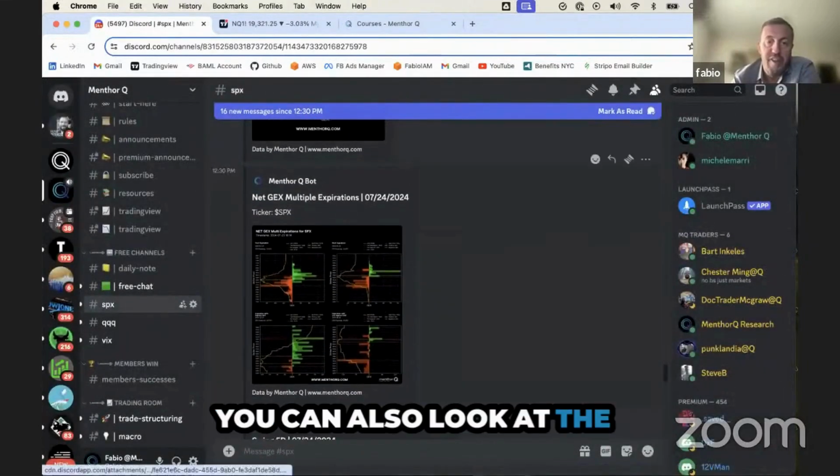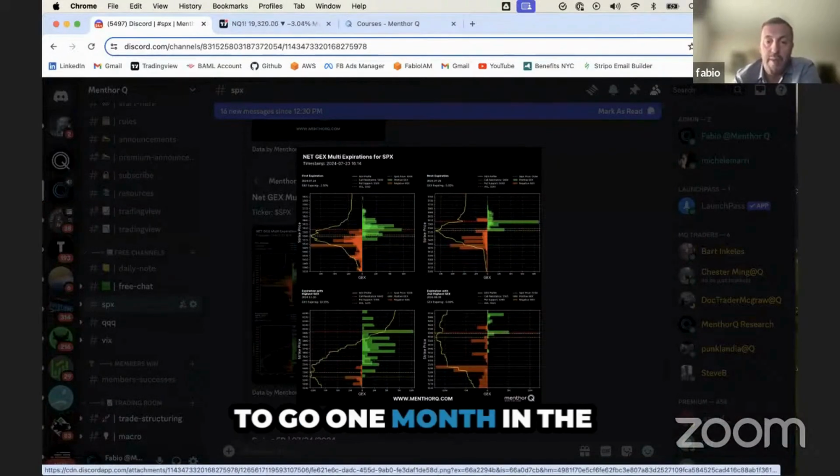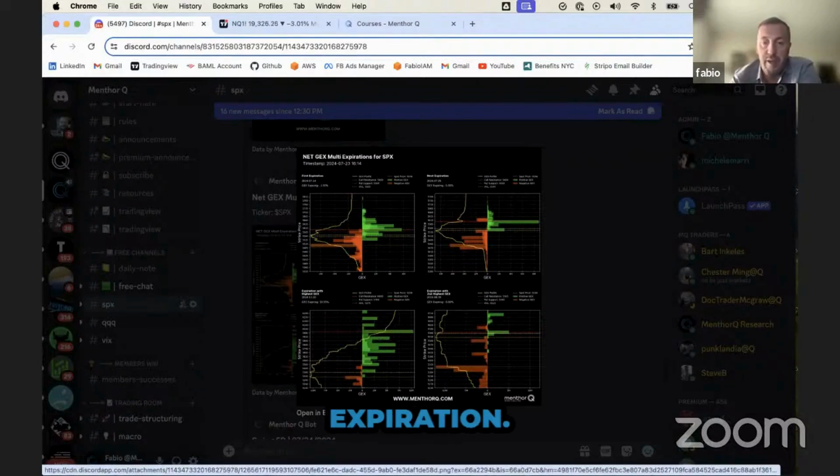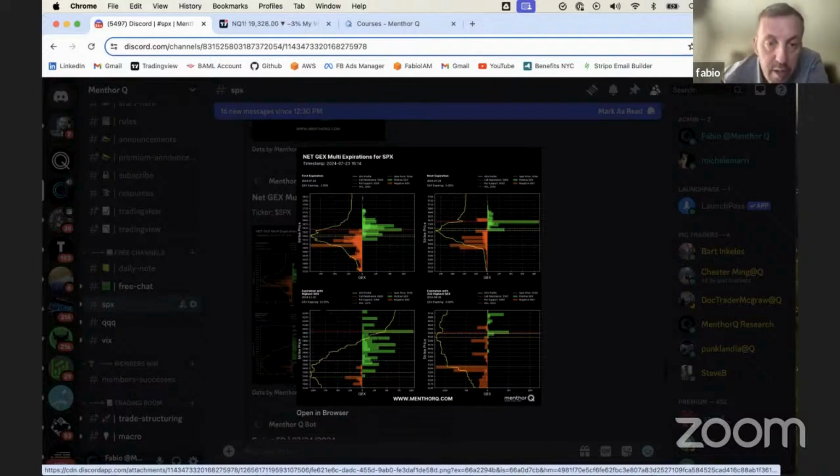You can also look at the same chart at multiple expirations. So you can say, okay, if I'm planning to do a swing trade and I want to go one month in the future, what is the market position on the next month expiration? Right? So there's a lot of bullish activity on the SPX. If we look at, I think this one is 12/20, so December.